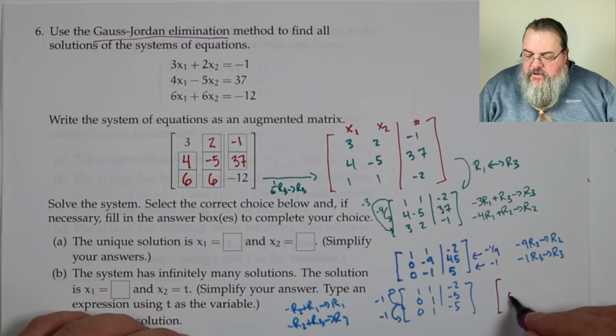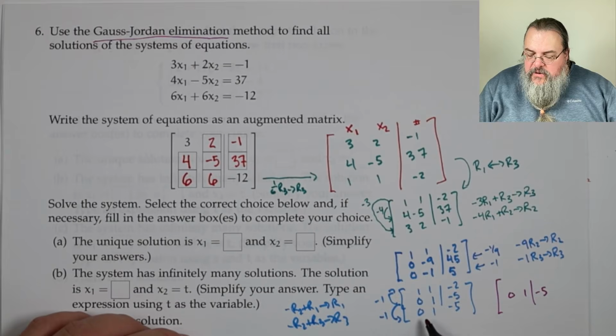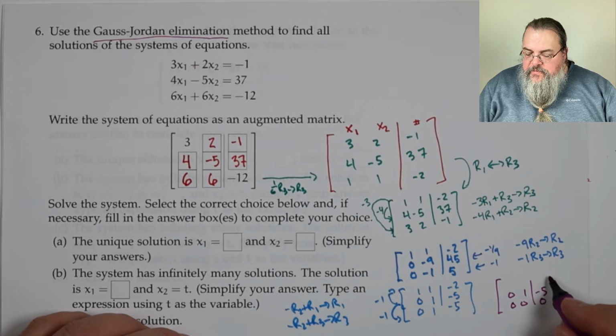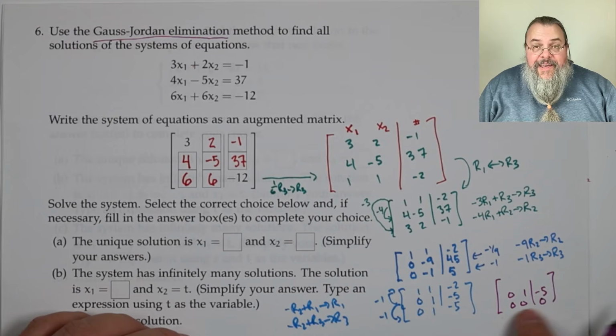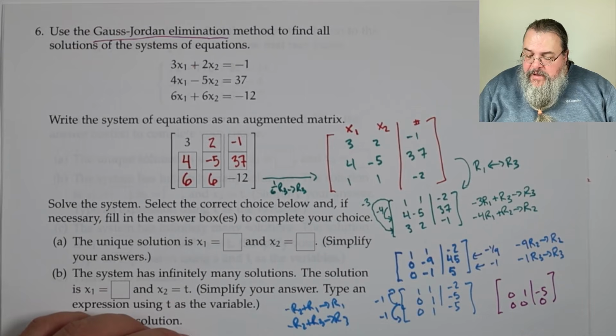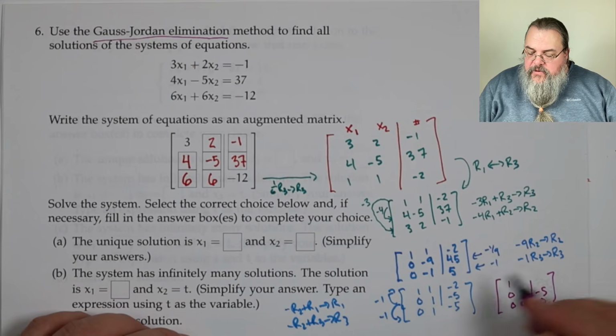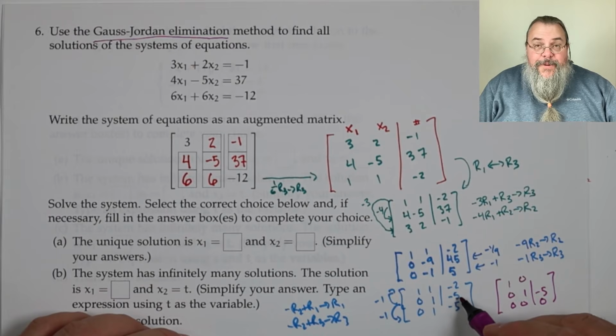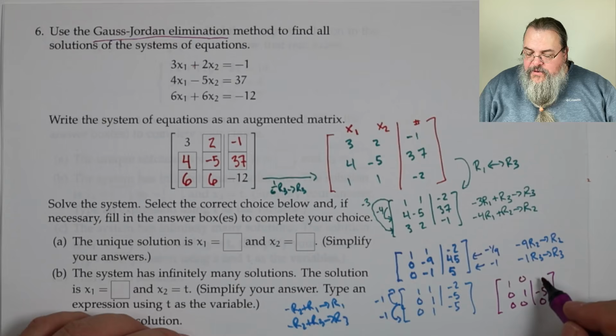We get in the middle 0, 1, minus 5. Down below we get 0, minus 1 plus 1, 0, 5 plus minus 5, 0. This is okay. We'll come back to that. In the first row, 0 plus 1 is 1, minus 1 plus 1 is 0. Here we have 5, right, minus 1 times minus 5, plus negative 2 is 3.